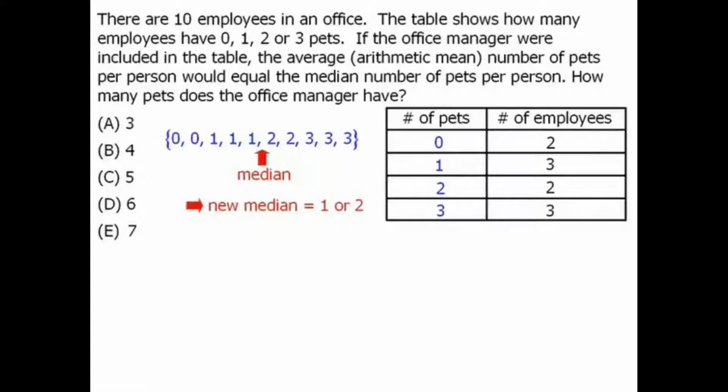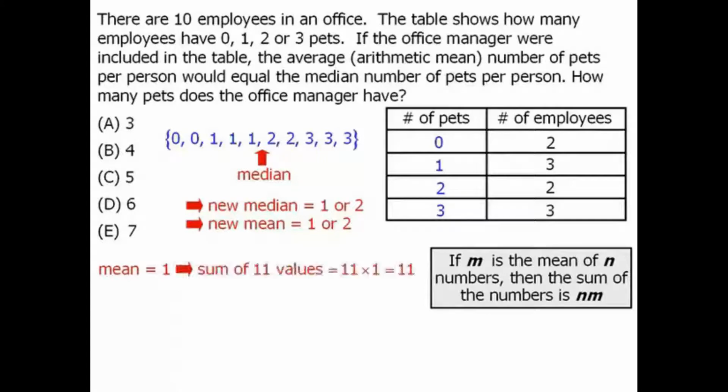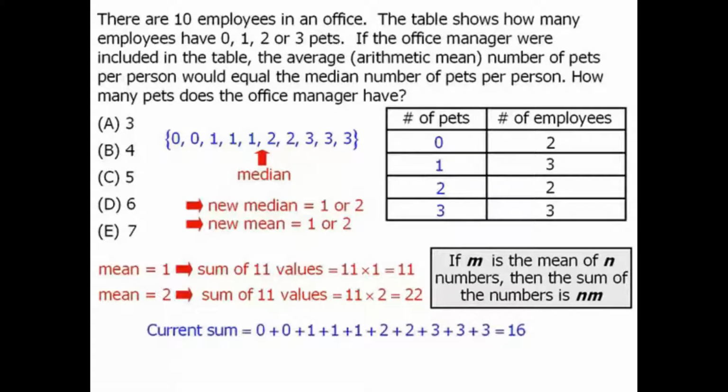Now, since the new mean is equal to the new median, our new mean will be either 1 or 2 as well. Now, what happens if the new mean of our 11 numbers is equal to 1? Well, by the following rule, we know that the sum of those 11 values must be 11 times 1, or 11. Similarly, if our new mean is equal to 2, then the sum of our 11 values will be 11 times 2, or 22. Now at the moment, the sum of our 10 values is equal to 16.